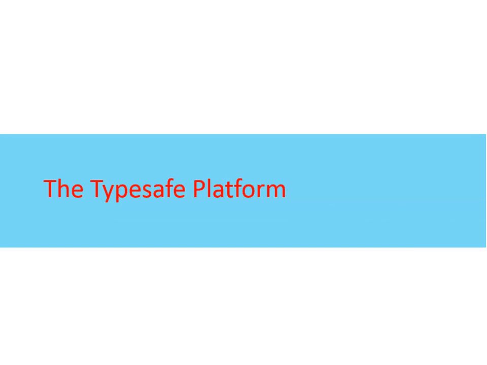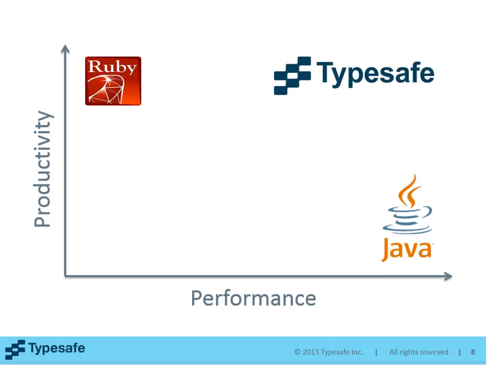So let's talk about the Typesafe platform and how that relates to building reactive applications. Typesafe has built a platform that really ultimately is for building reactive applications. So there's a number of pieces to the Typesafe platform, but before we get into those, one of the primary goals of the Typesafe platform is to provide the productivity of a Rails-like environment combined with the performance of a Java environment.